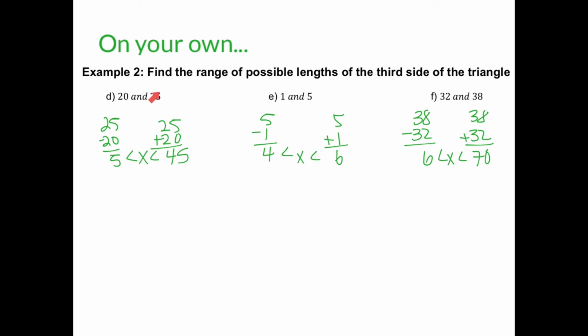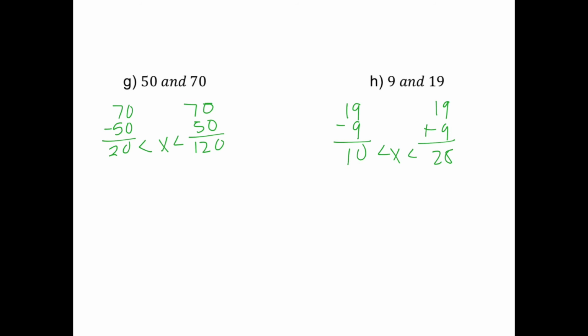For 20 and 25, that third side has to be somewhere between 5 and 45. The middle problem here has to be between 4 and 6, and the last one has to be between 6 and 70. Final two, just quick checks. 70 minus 50 is 20, 70 plus 50 is 120, so that value of the third side is somewhere between 20 and 120. And for the 9 and 19, that third side has to be somewhere between 10 and 28.